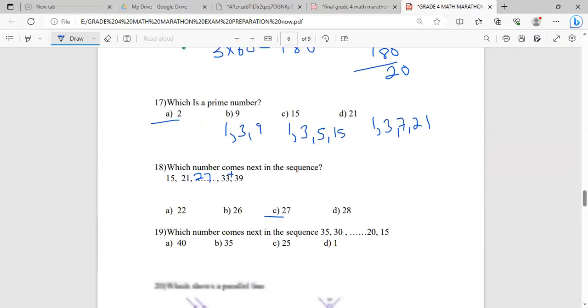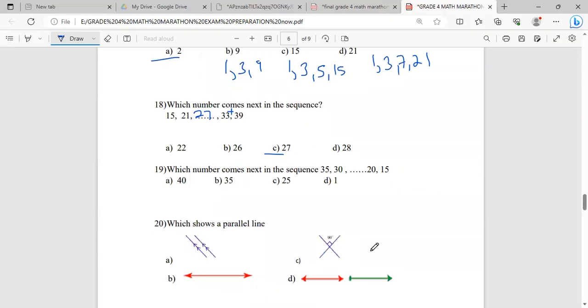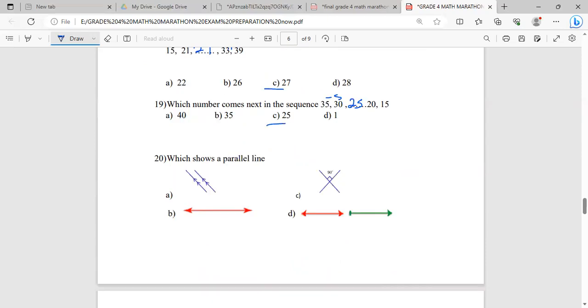Number 19, which number comes next in the sequence? We have 35, 30, blank, 20, and 15. The difference is 5. So we subtract 5. So that gives us 25. All right, let's look at number 20, which shows a parallel line. Now, parallel lines go in the same direction and they never meet. And that would be A.